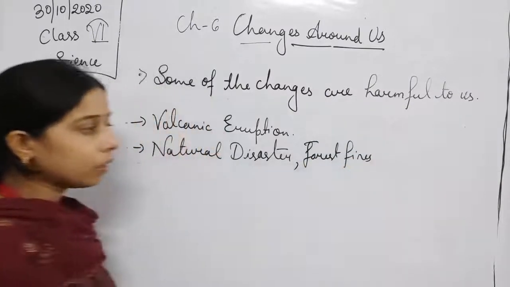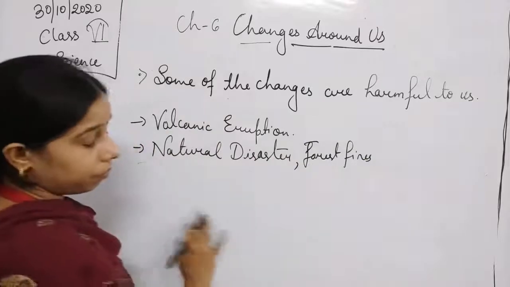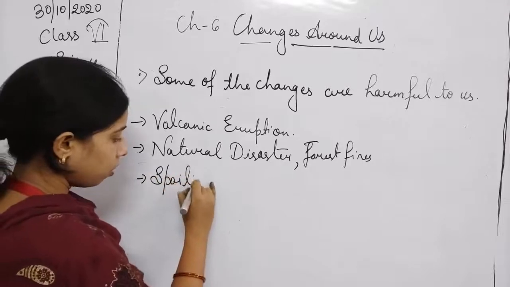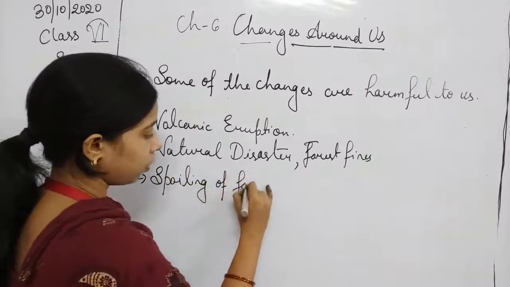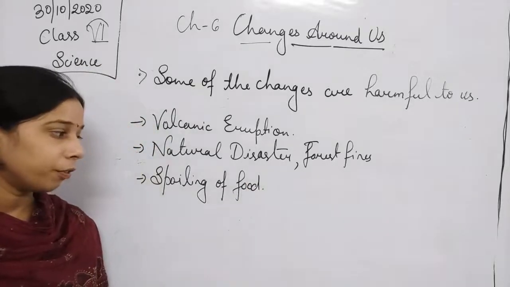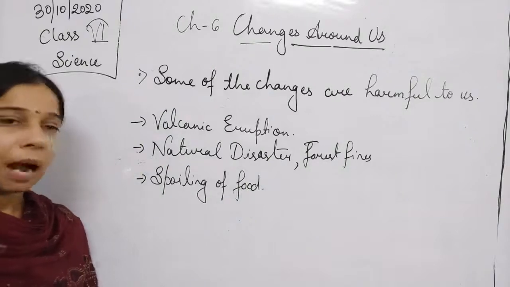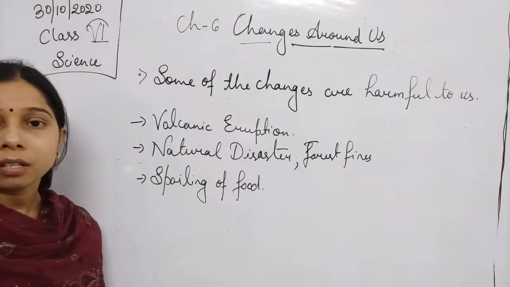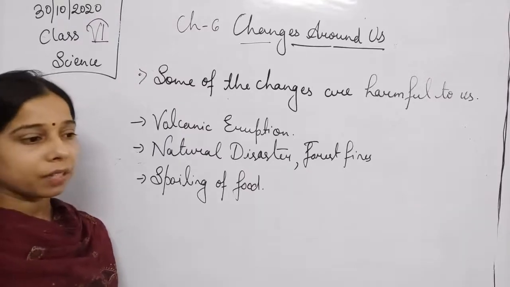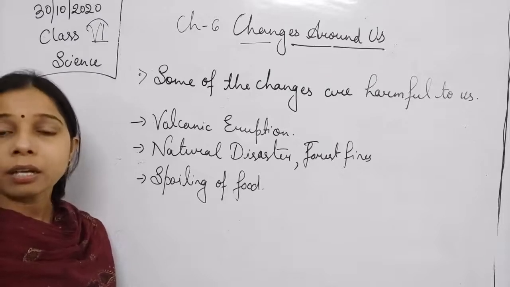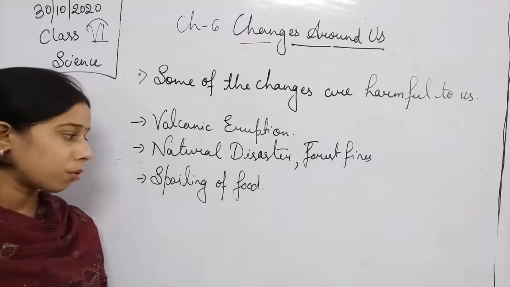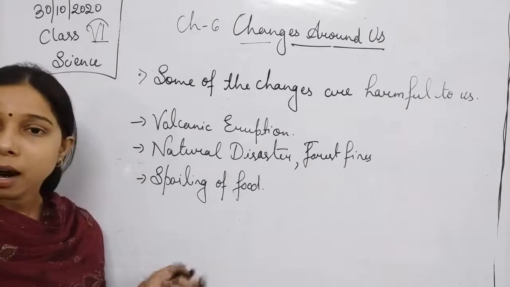So all these things are what? These are, we can say, harmful for us. Spoiling of food. You know, students, when you keep food for a few days, you will find that a bad smell is coming out from the food, and there is a change in the color and the odor of the food, and we say that the food has spoiled. So that kind of change we call spoiling of food. It is also a kind of change which is harmful to us.